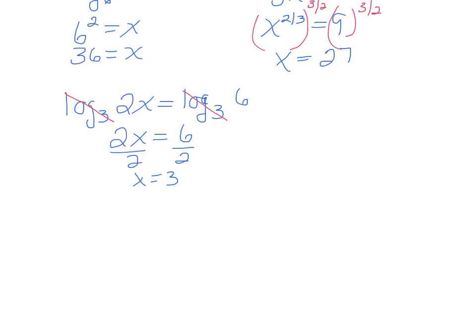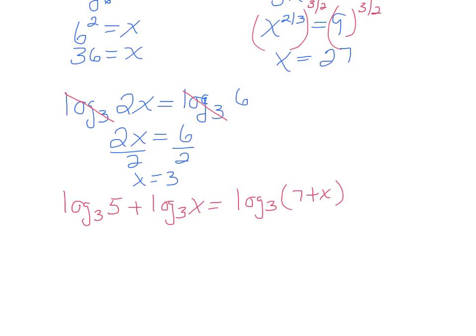Well, what if I have something like this? Log base 3 of 5 plus log base 3 of x equals log base 3 of 7 plus x. Well, I have logs on both sides of the equal sign. They have the common base. I'm going to drop the logs.